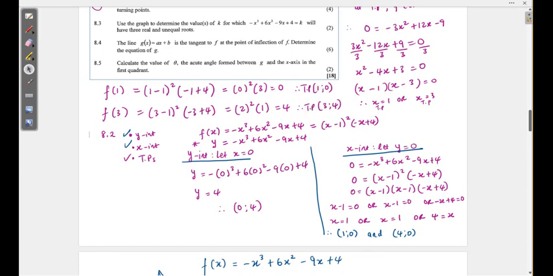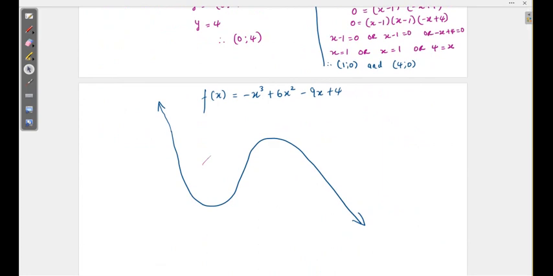So you just look at them, and you're going to say the turning point with the smaller x value is which one? It's 1 and 0. The one with the smaller x value is going to be on the left. So it means here it should be 1 and 0. And then what about here?